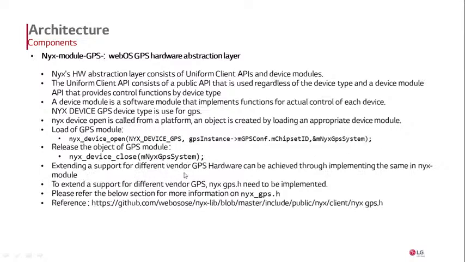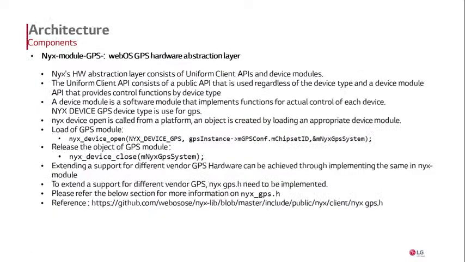Extending support for different vendor GPS hardware can be achieved by implementing the same in the NYX module. Basically, to extend support for a different vendor GPS, NYX GPS.h needs to be implemented. Why? Because all these NYX interface APIs are defined globally as part of NYX_GPS.h, which is part of the NYX library. The reference has been given below for the NYX GPS as part of GitHub. You can go through that.